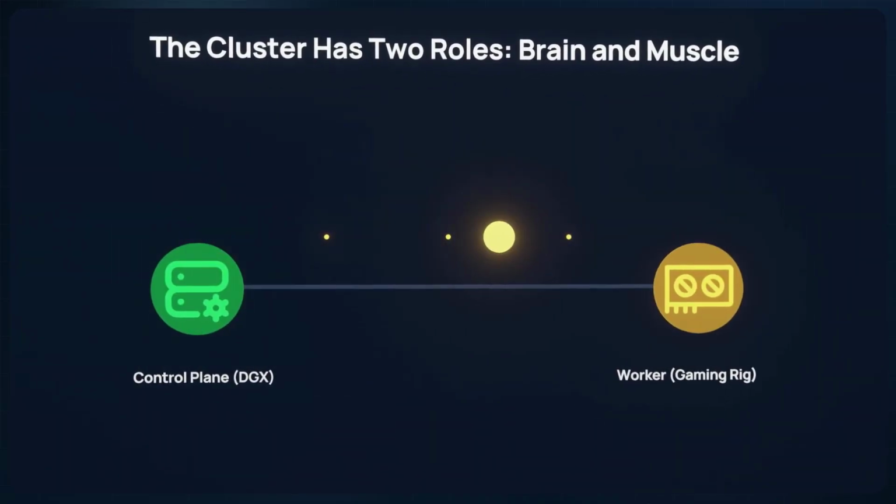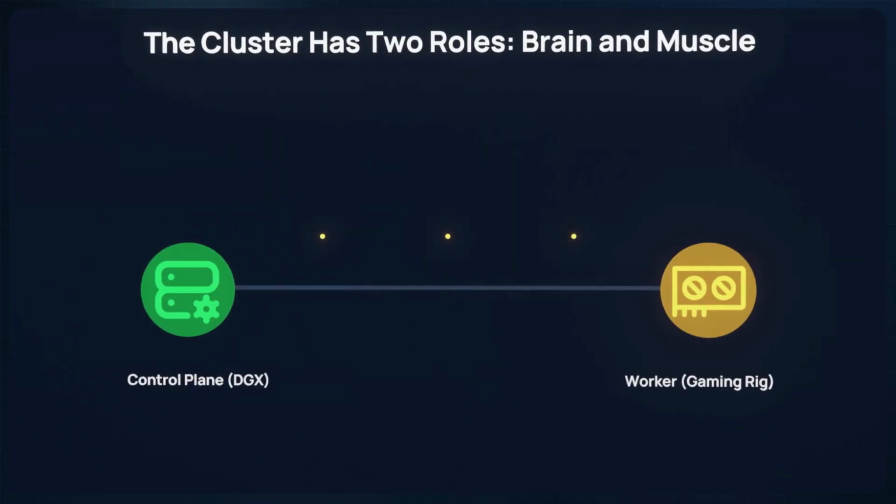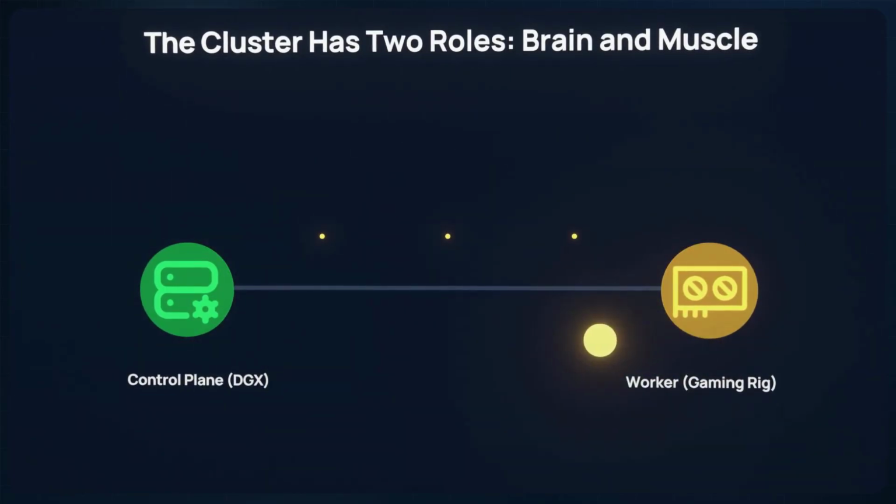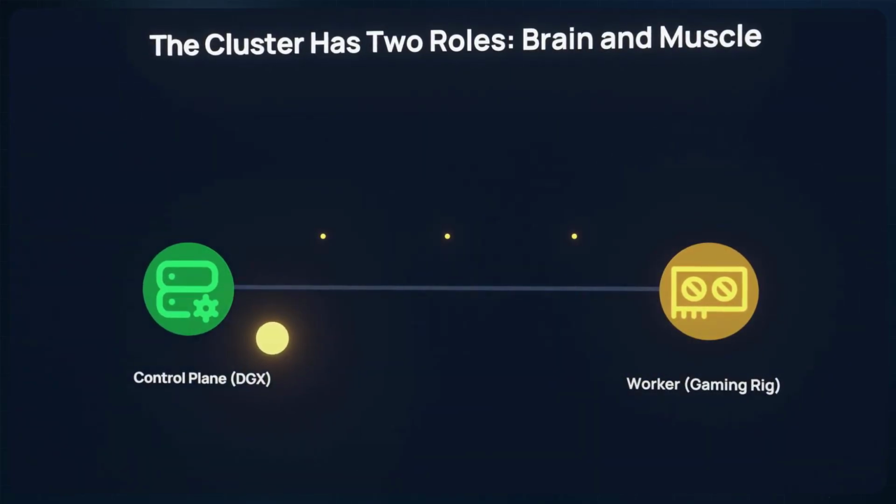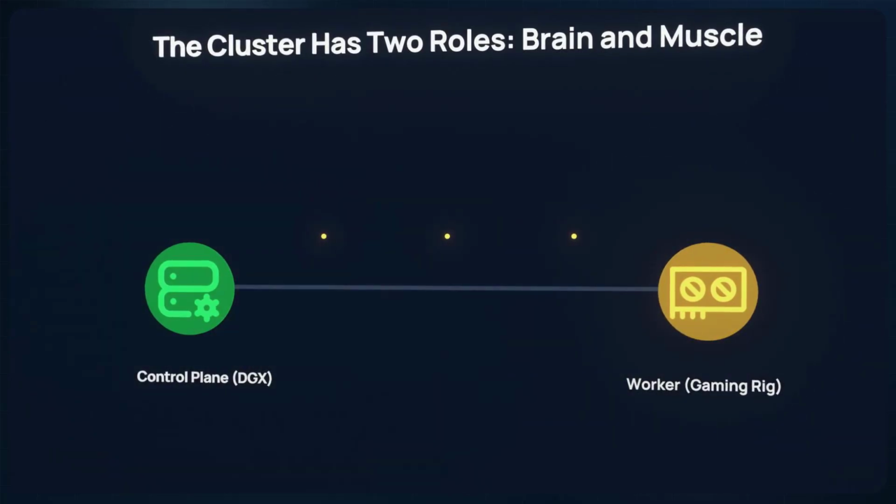Every Kubernetes cluster splits into two kinds of machines. The control plane is the brain. It holds the desired state of the whole cluster and decides what runs where. The worker nodes are the muscle. They actually run your containers. In my home lab, the DGX Spark plays the brain, the control plane, because it is always on and steady. The gaming rig, with its big graphics card, joined as a worker node. And here is the nice part. The brain does not need to do the heavy lifting itself. It just directs traffic while the muscle does the work.